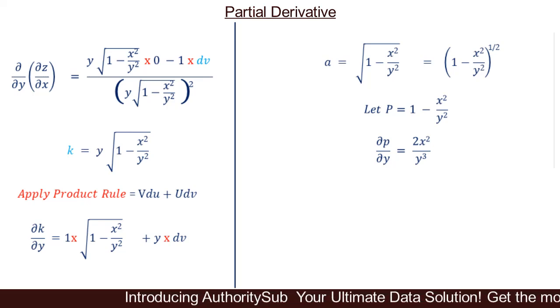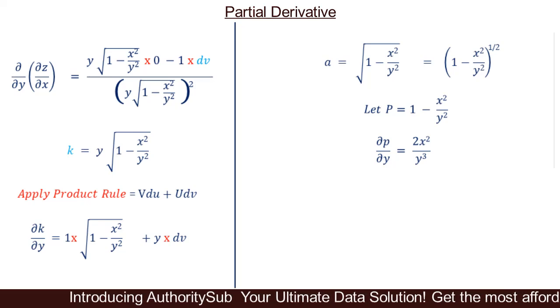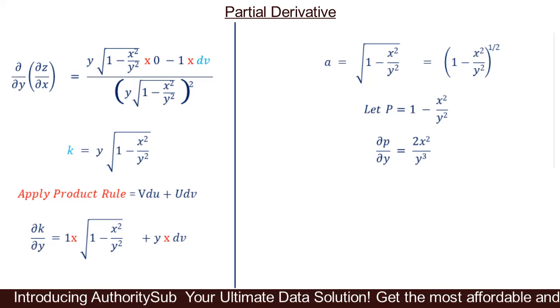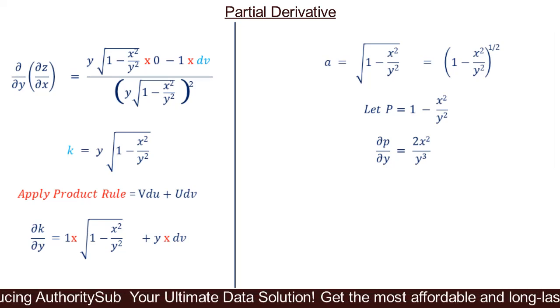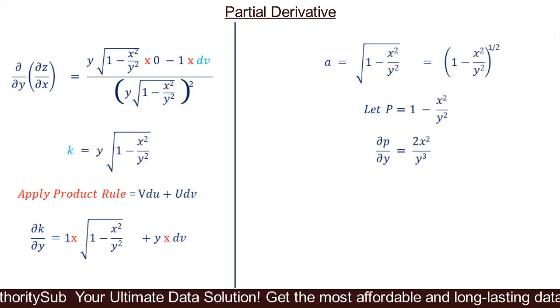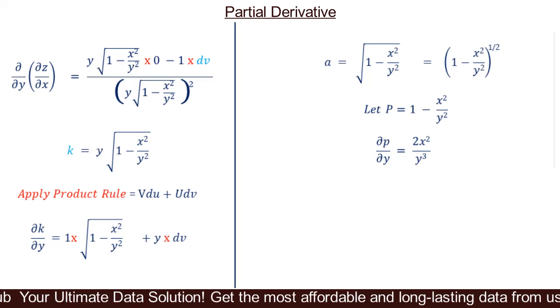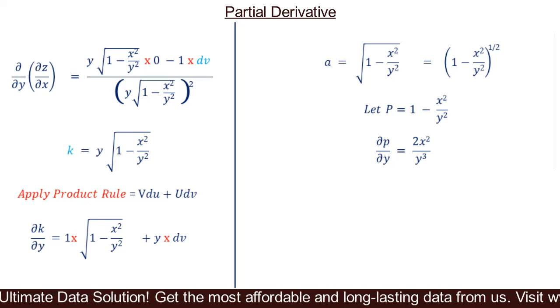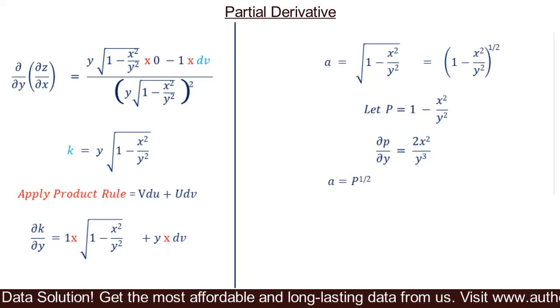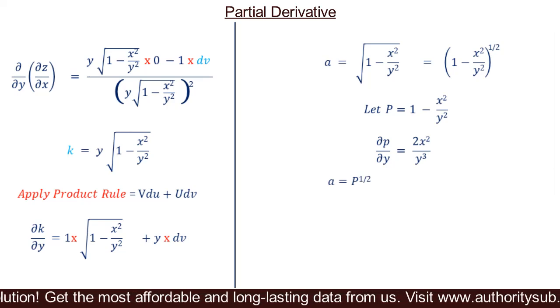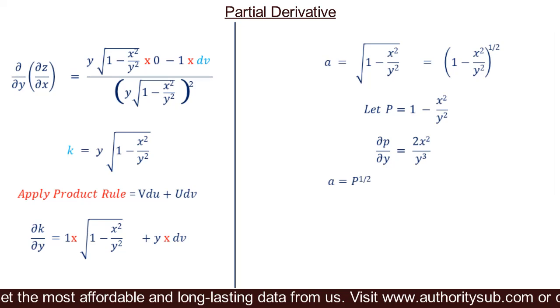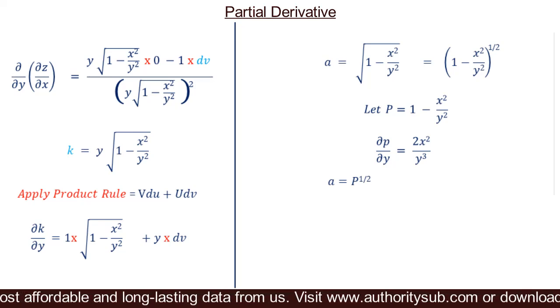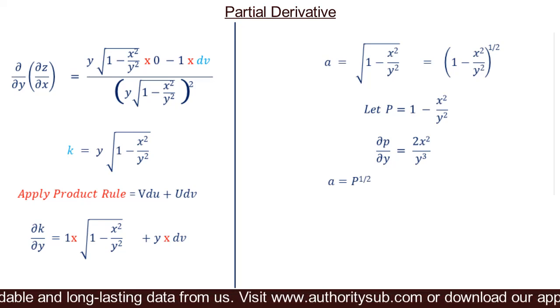Now, remember, we are trying to differentiate a. So we say that a is equal to 1 minus x squared all over y squared in bracket, raised to the power of 1 all over 2. And we called the content of this bracket a letter p. So that means we have a is equal to p raised to the power of 1 all over 2. Are we together? Yes. Now let's differentiate this a with respect to p.